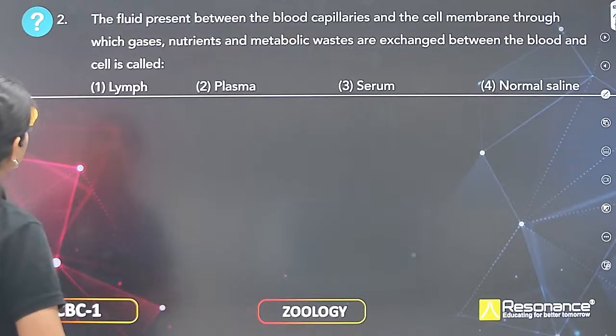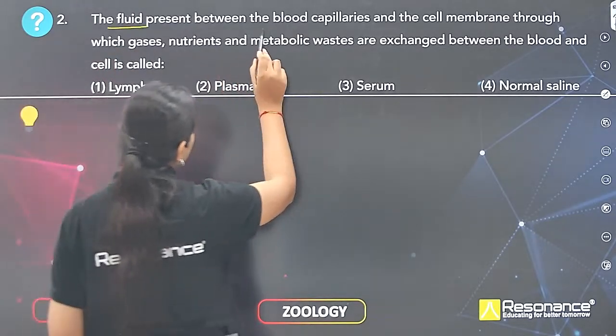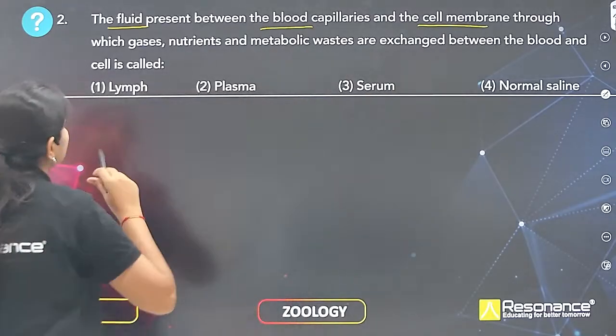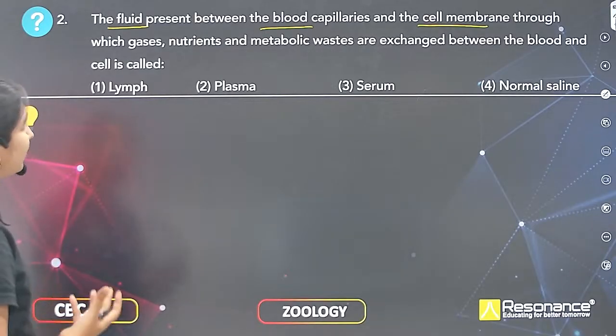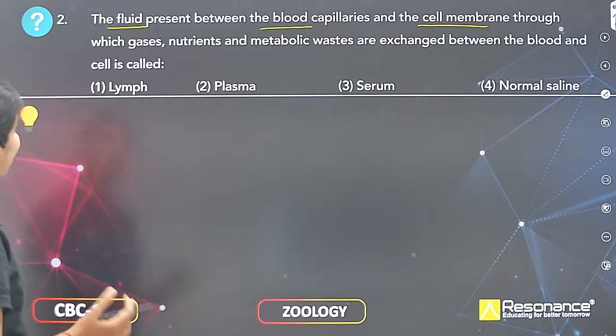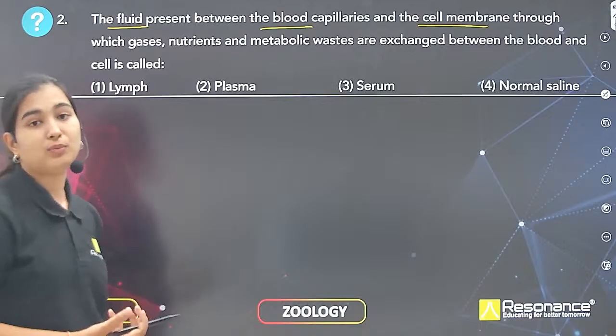Next question. What is the fluid which is present between the blood capillaries and the cell membrane, through which the nutrients and metabolic waste exchange between the blood cell is called? Okay, what exactly it is called? It is called the lymph.